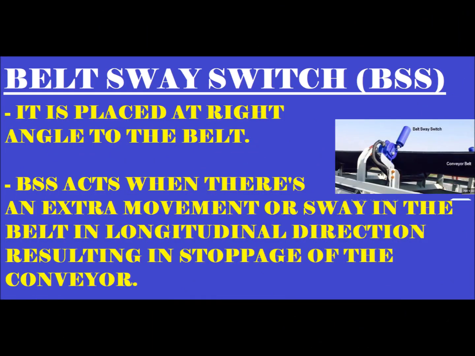So the full form of BSS is belt sway switch. It is placed at right angle to the belt, as you can see in the slide. BSS acts when there is an extra movement or sway in the belt in the longitudinal direction. Longitudinal direction means the horizontal movement of the belt, resulting in stoppage of the conveyor. Which means the belt is moving away from its original place, and to stop that horizontal movement, BSS are placed so that the belt does not move away from its original position and hit any object, so that the object and BSS get damaged.